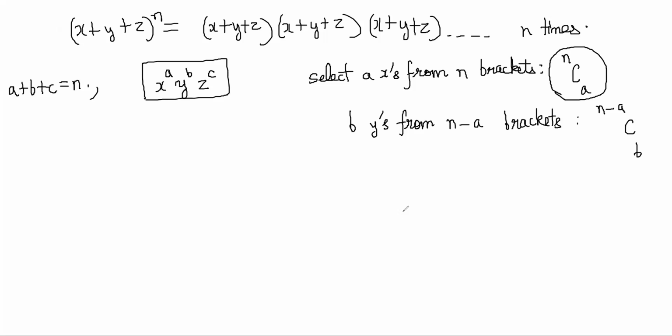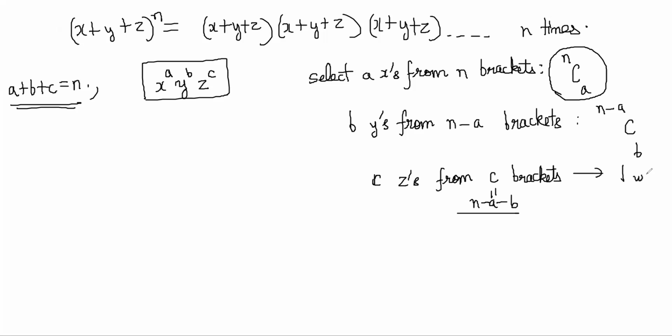And after that, if you are following proper logic, you will realize that already the c's will be selected, right? The z's will already be selected because n minus a minus b is actually equal to c, right? So to select c z's from c brackets only, because this many are left, n minus a minus b is equal to c. That is only one way, right? That is already done, right?